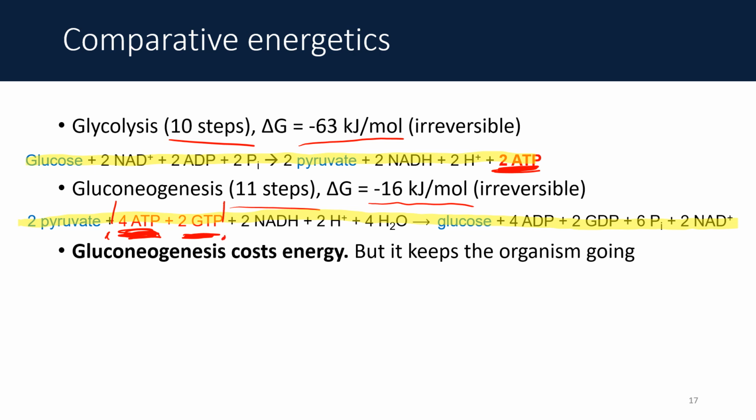Think about the implications of this. The cost of gluconeogenesis exceeds the profits of glycolysis. If we were to burn that glucose molecule and get 2 ATP out of it, we would still be in the red. Hence, gluconeogenesis is expensive. It's not free food. It's not free glucose. But it's still crucial to our daily function.